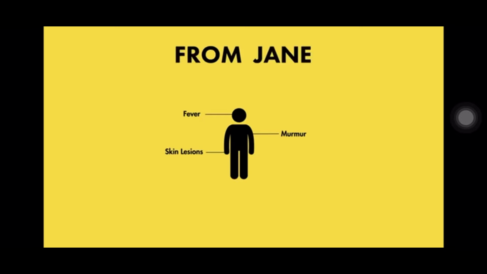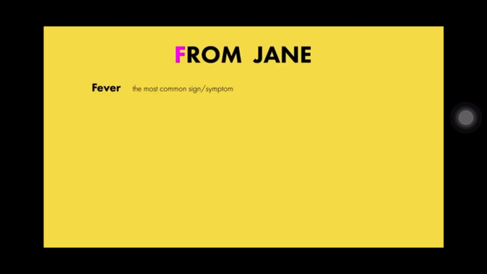People will present commonly with fever. They may have a new murmur, and even cutaneous manifestations on the skin of their hands and feet. A neat way to remember the common signs and symptoms of infective endocarditis is to remember the phrase from Jane, where F stands for fever and is the most common finding.